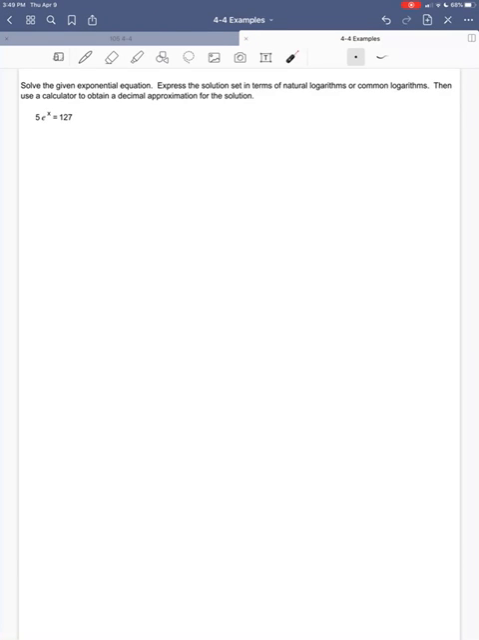In this example, I'm going to solve this exponential equation. It's an exponential equation because my variable's in the exponent. The easiest way to solve an equation like this is if I can rewrite the equation so that both sides have the same base. Now the base on the left-hand side is e. It's e to a power.